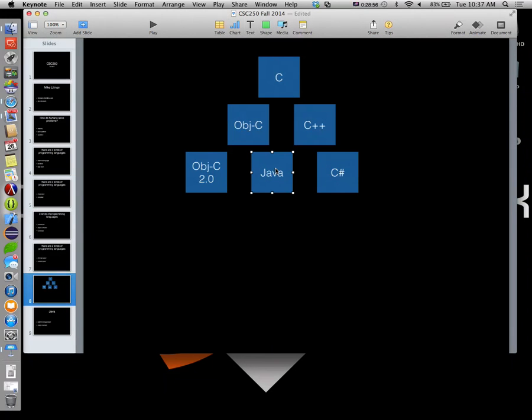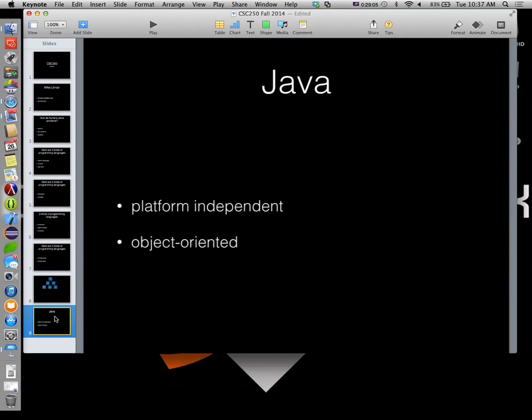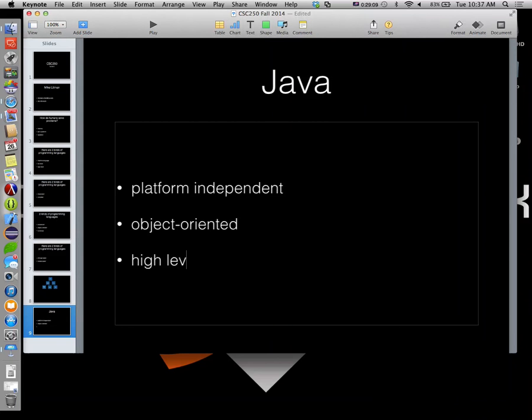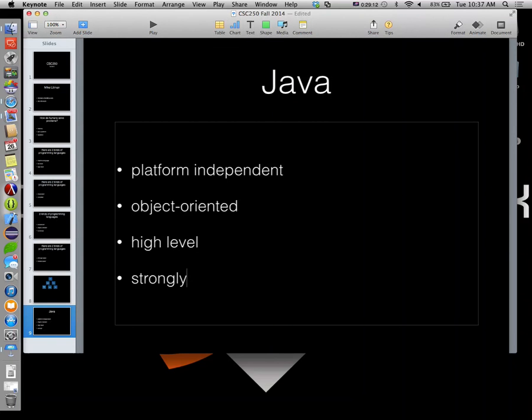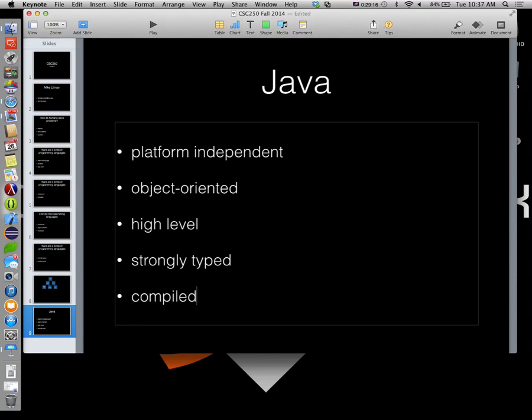So Java is a high-level, object-oriented, strongly typed, compiled language.